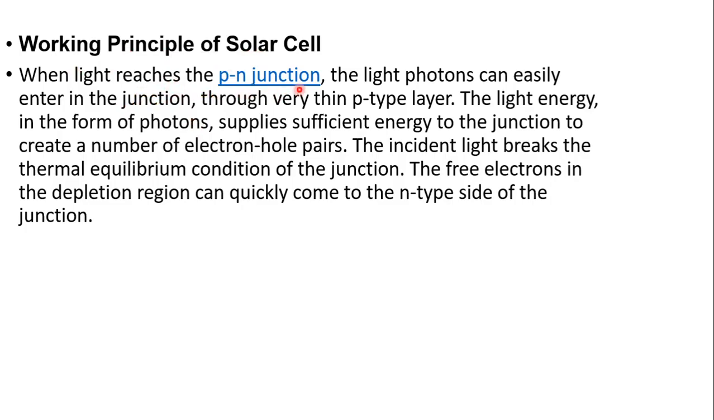When light reaches the p-n junction, the light photons can easily enter the junction through the very thin p-type layer. The light energy in the form of photons supplies sufficient energy to the junction to create a number of electron-hole pairs. The incident light breaks the thermal equilibrium condition of the junction. The free electrons in the depletion region can quickly come to the n-type side of the junction.